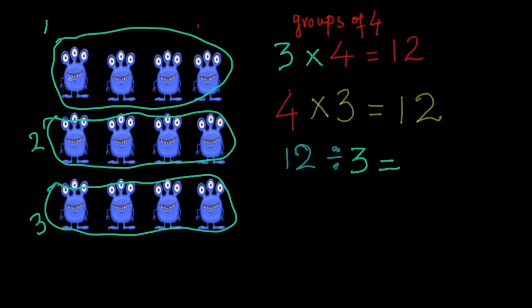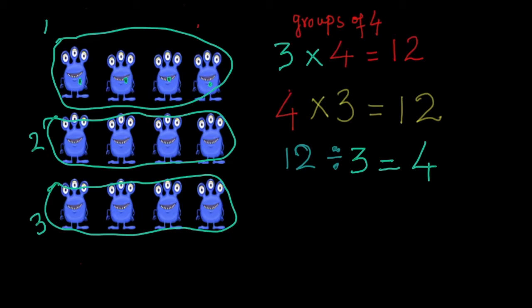And how many in each group? 1, 2, 3, and 4. So we have 4 aliens in each group. Is there another way of dividing these aliens into equal groups? We have made 3 groups of 4 aliens. Now, can we divide them into groups of 3?